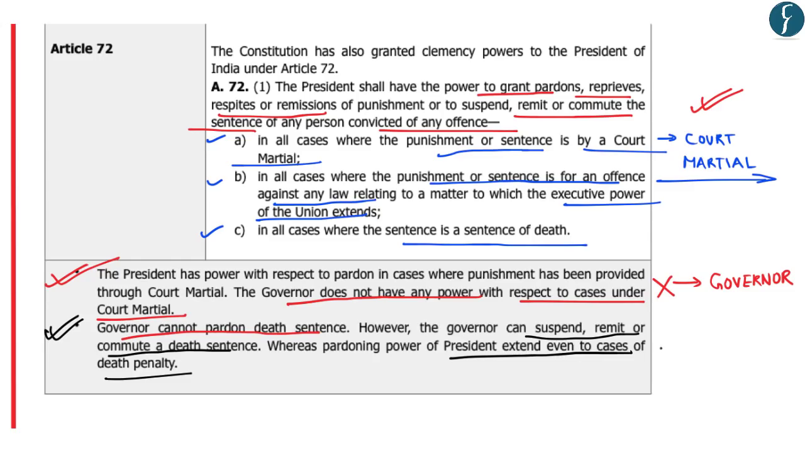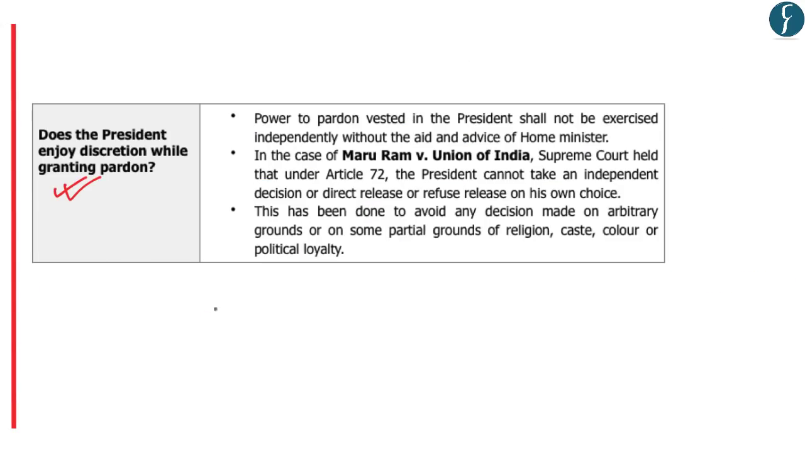With respect to pardoning power, only the president has the power to give a complete pardon, whereas the governor can only suspend, remit or commute a death sentence. Now another important point with respect to both the president and the governor is whether they are bound to follow the aid and advice given by the Council of Ministers.